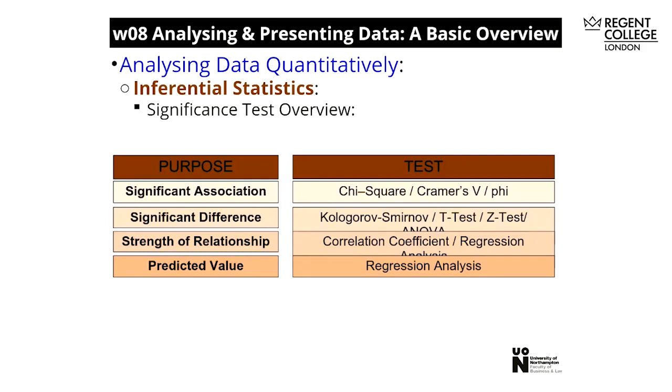I know they write it chi-square, but they really read it, you would say chi-square. Or Cramer's V or phi, or again, significant differences, we're looking at t-test and z-test and ANOVA. So they're quite famous. A strength of relationships, you want to see, okay, there is a relationship, but how strong the relationship is. Is it really a strong relation?